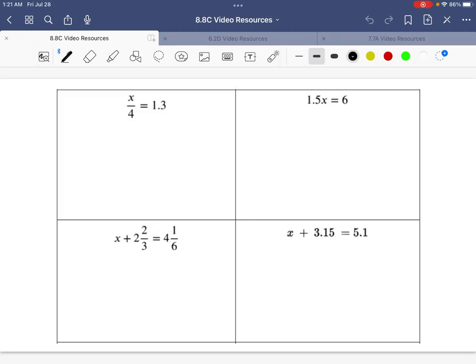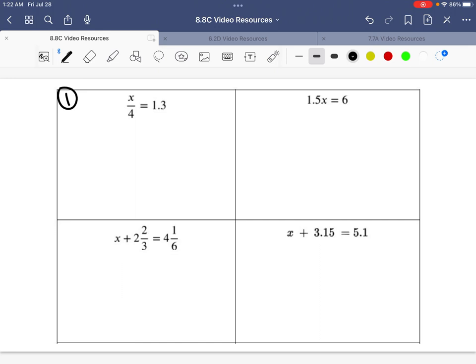Hey guys, today we're going to be looking at solving one-step equations that have rational number operations and how to use our calculator tool with that. So our first equation, we have x divided by 4 is equal to 1 3/10.